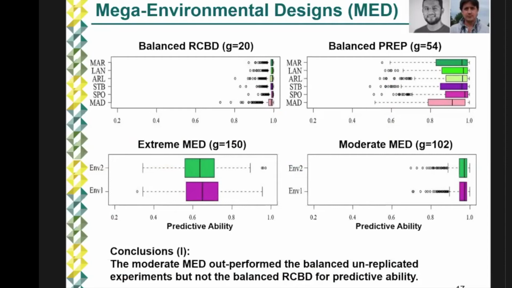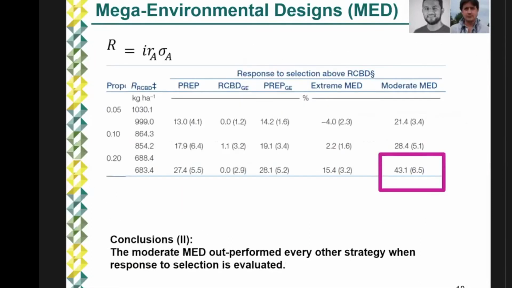And I'm only showing it for the mega environment, right? Because we're not doing by-environment prediction here. It doesn't make much sense there. So this was very good. The moderate med outperformed the balance on rep, this one, but not this one. So that makes sense because we have 3 replications here. So how about when we look at the response to selection?